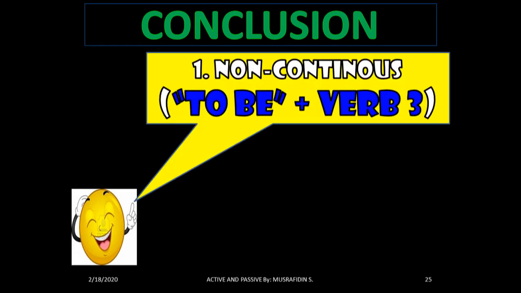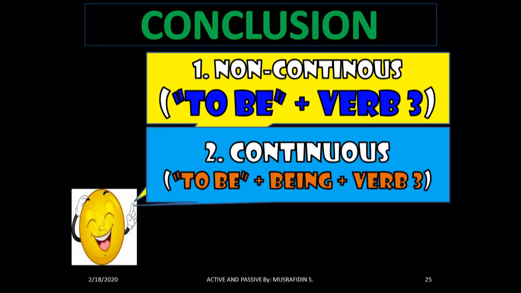Okay, now we come to the conclusion. Conclusion number 1, for all non-continuous tense, the rule for passive voice is to be verb 3. Just remember the form of the verbs in active, then remember the form of to be for passive voice. For example, if the verb is verb 1, then it is simple present. So to be for simple present is is, am, are. Just make it acceptable to the form of the subject, whether it is plural or singular.